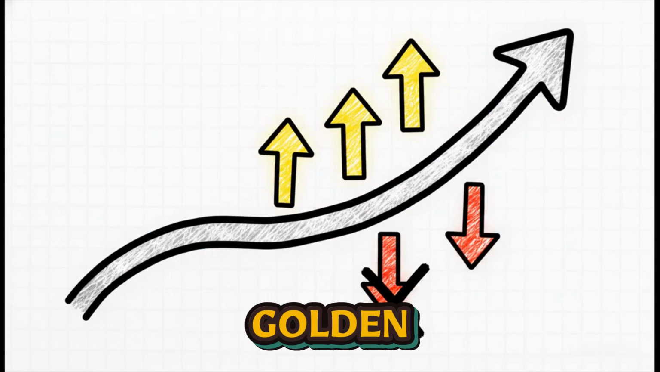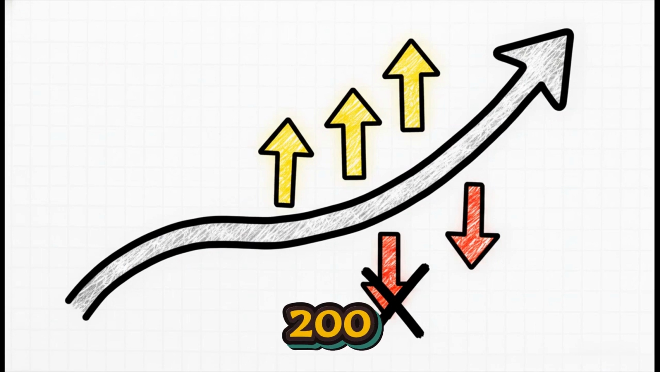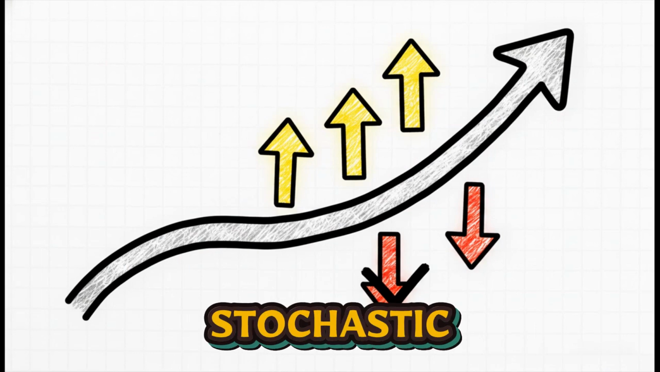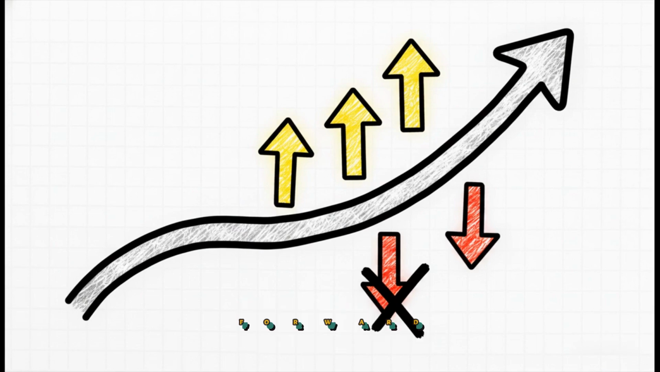So, here is your golden rule, a mantra you need to internalize. If the price is hanging out above that 200 EMA, you completely ignore every single overbought sell signal from the stochastic. Period. You strictly look for buy setups. The trend is up, so you only trade up. It really is that straightforward.